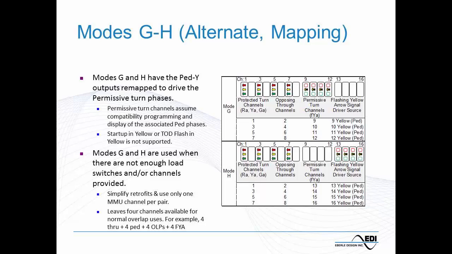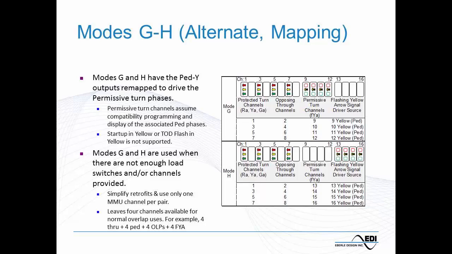Let's talk about mode H. We have the protected turn channels as 1, 3, 5, and 7, and our permissive turn channels are going to be 13 through 16, which are also the same as our PED channels. So a couple things to note here. Number one, the permissive programming, the conflict matrix for the permissive left turn phase is going to use the same jumper settings as the associated PED phase.